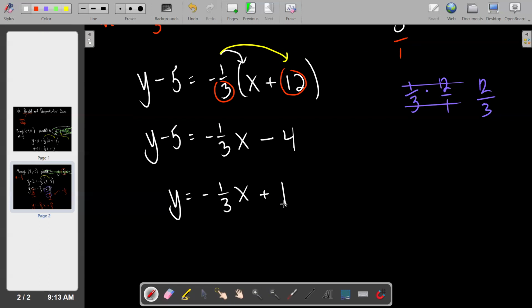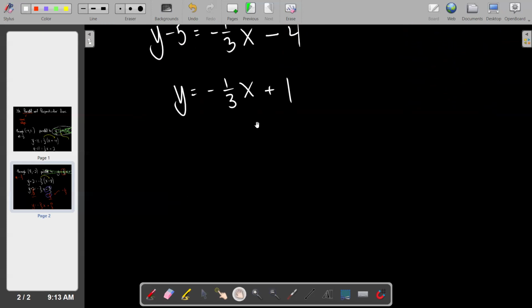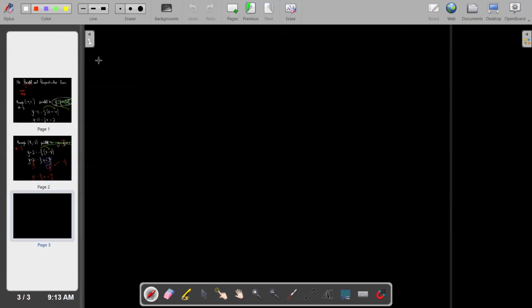Okay. Parallel, steal the slope, keep it the same. Perpendicular, steal the slope, but give it the old switch flip. Switch flip. Oop, double ding it. 2 more. And these are short ones.